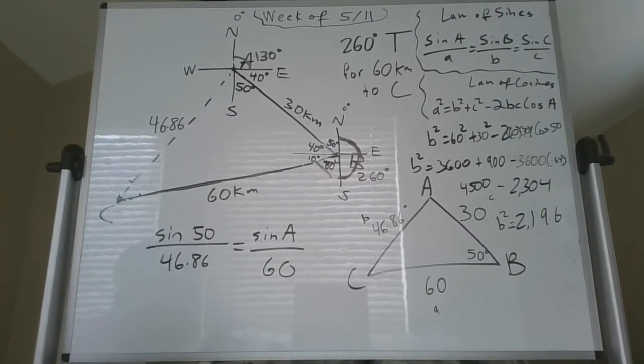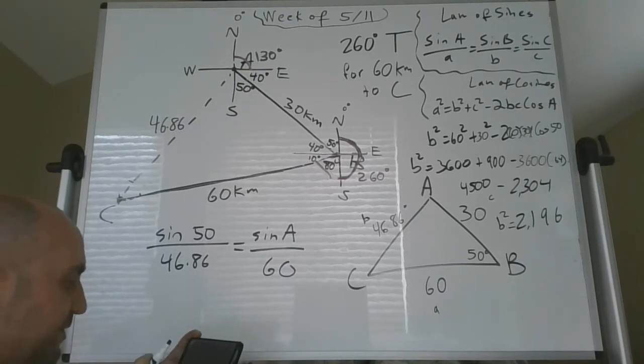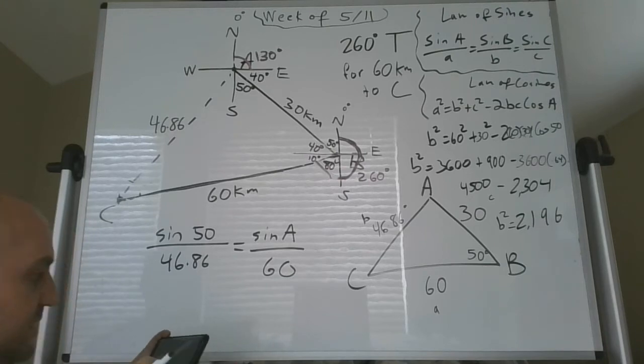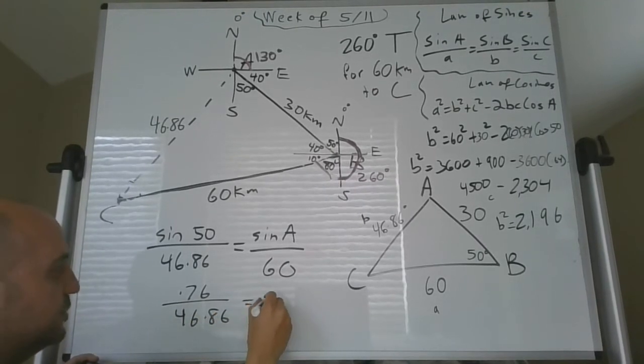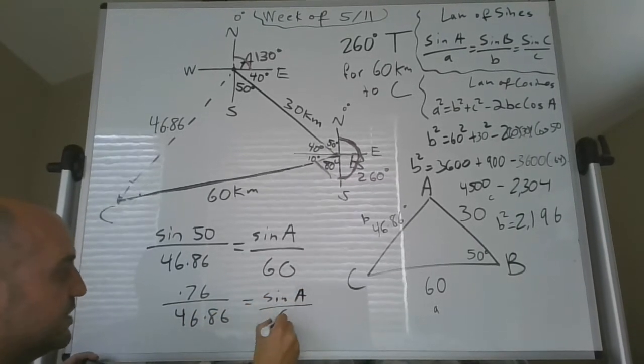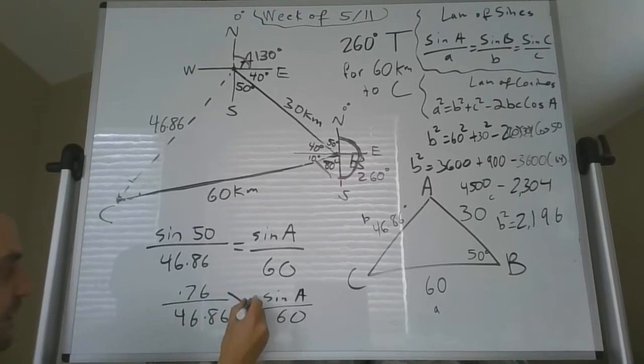So the sine of 50, now I'm just going to use a calculator. Okay. We're just going to use a handy dandy calculator. Okay. So the sine of 50 is equal to 0.76 over 46.86 is equal to the sine of A over 60. So now I'm just going to cross multiply these.